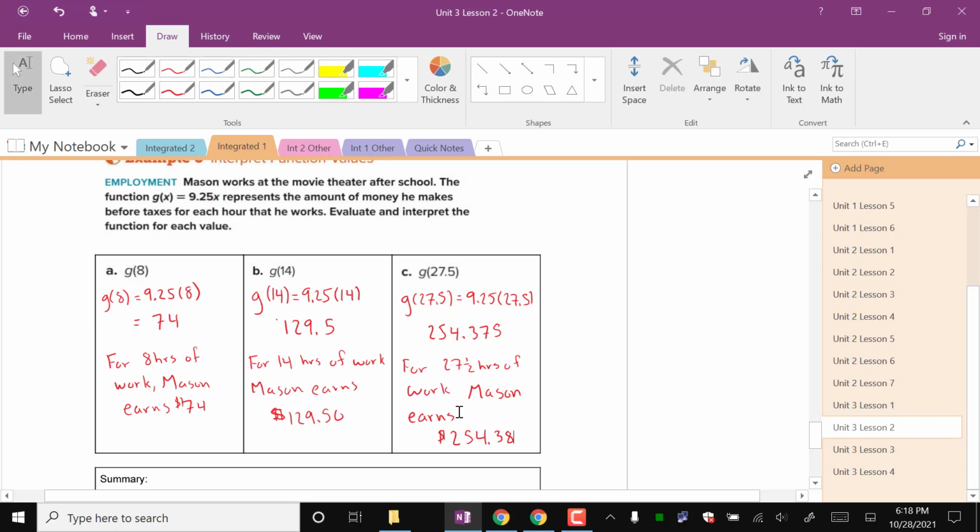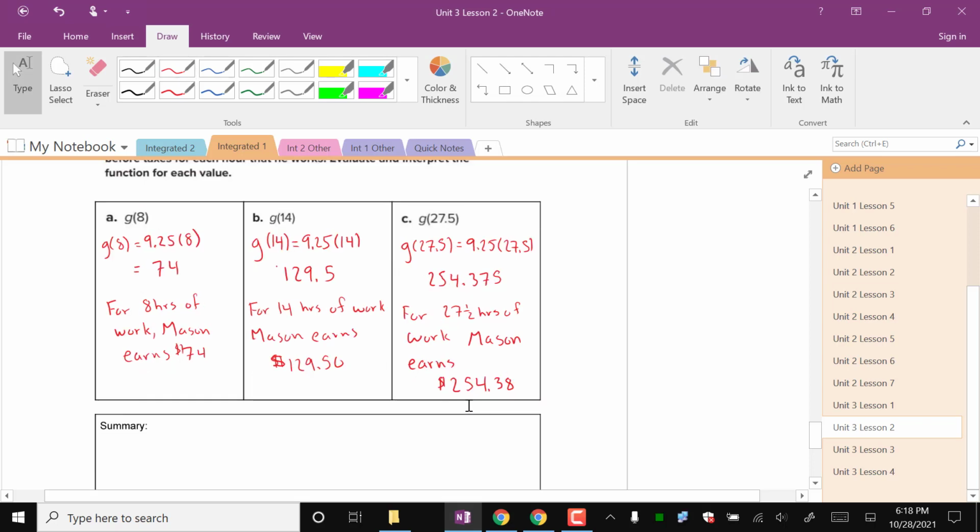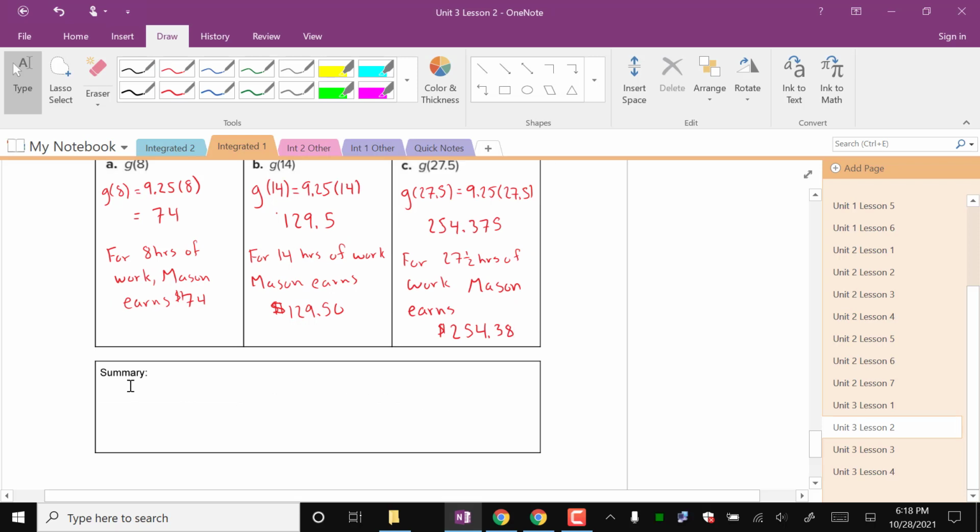So this is dealing with functions using the vertical line test. So go ahead and write a quick summary of what we covered here, and then use these notes to help you answer the practice questions from the book.